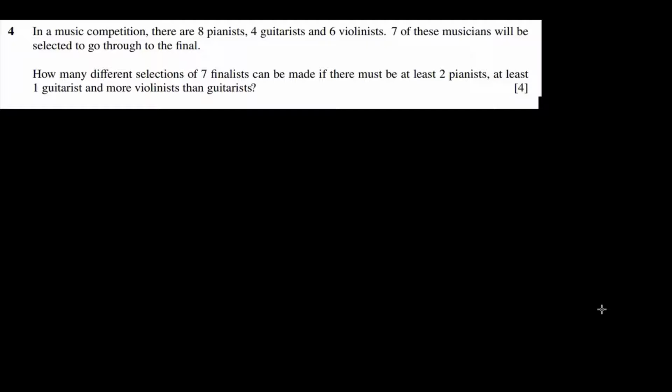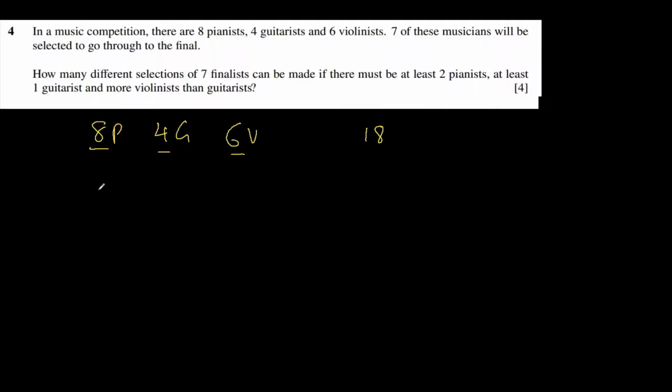This one is again summer 2020, paper 51, and it says that in a music competition there are 8 pianists, 4 guitarists, 6 violinists. 7 of these musicians will be selected to go through the final. Okay, they are how many? 12 plus 6, 18. Total they are 18. We have to choose 7. All right. How many different selections of 7 finalists can be made if there must be at least 2 pianists?